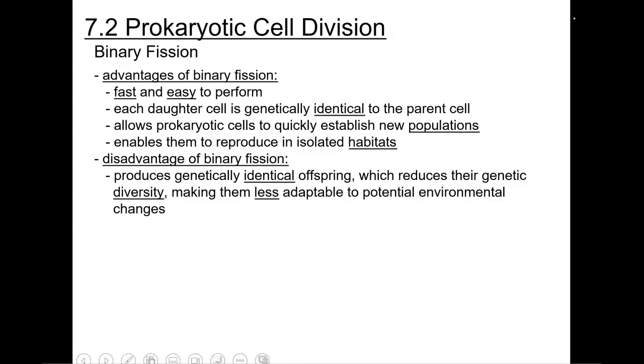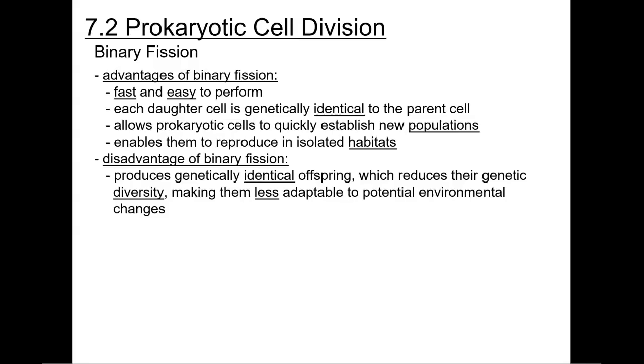Advantages of binary fission are that it's fast and easy to perform. Each daughter cell is going to be genetically identical to the parent cell. It's going to allow prokaryotic cells to quickly establish new populations if their numbers are reduced, and enables them to reproduce in isolated habitats.